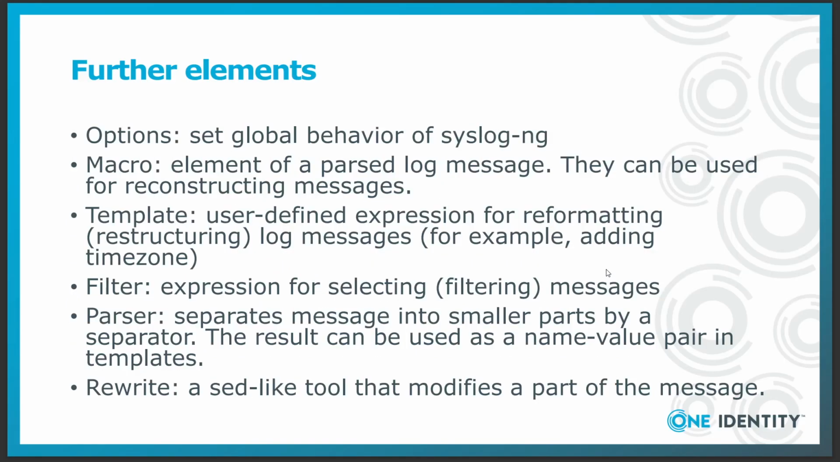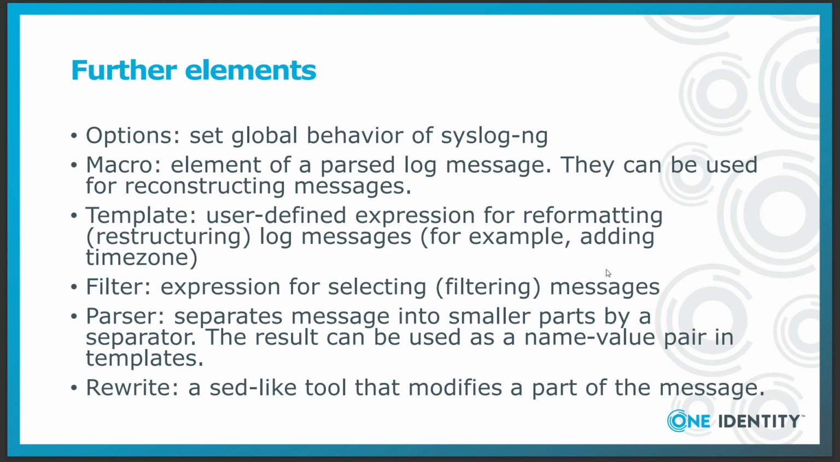We have already seen the most basic Syslog-ng configuration elements: sources and destinations. So let me show you some additional elements. We will learn more about these in later tutorials. Options allow you to set global behavior of Syslog-ng. Many of these settings can be overridden in later parts of the configuration. For example, you do not have to configure each destination separately. Instead, you can set a common value in options and override it only at the destinations necessary.